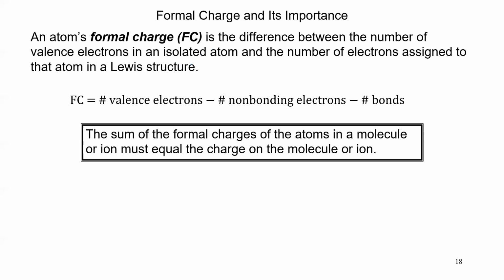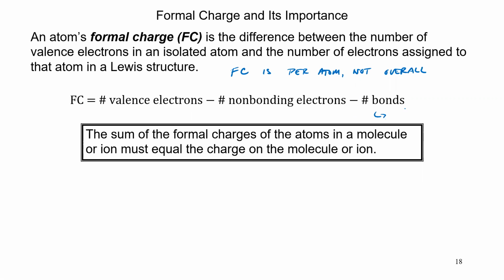So let me be clear. This formal charge, FC, is per atom, right? Not overall. A molecule will not have a formal charge. Each atom within a molecule will have its own formal charge. Okay. So the formal charge for any atom is the number of valence electrons for that atom minus the number of non-bonding electrons for that atom minus the number of bonds.